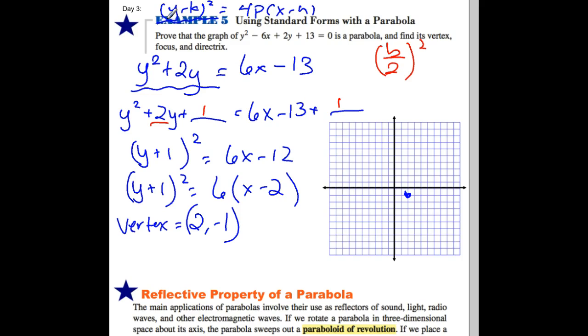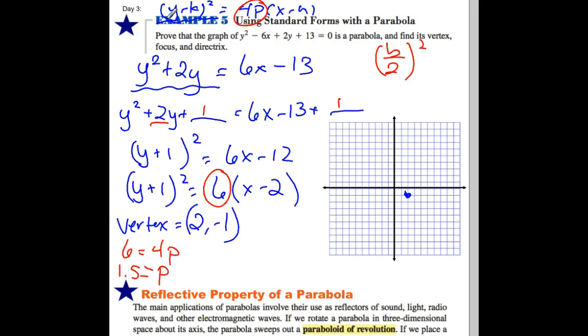They want us to find the focus and directrix as well. And so we would need to know P. So in our equation, this 6 is taking the place of what? The 4P, right? So if 6 equals 4P, then P must be 1.5.